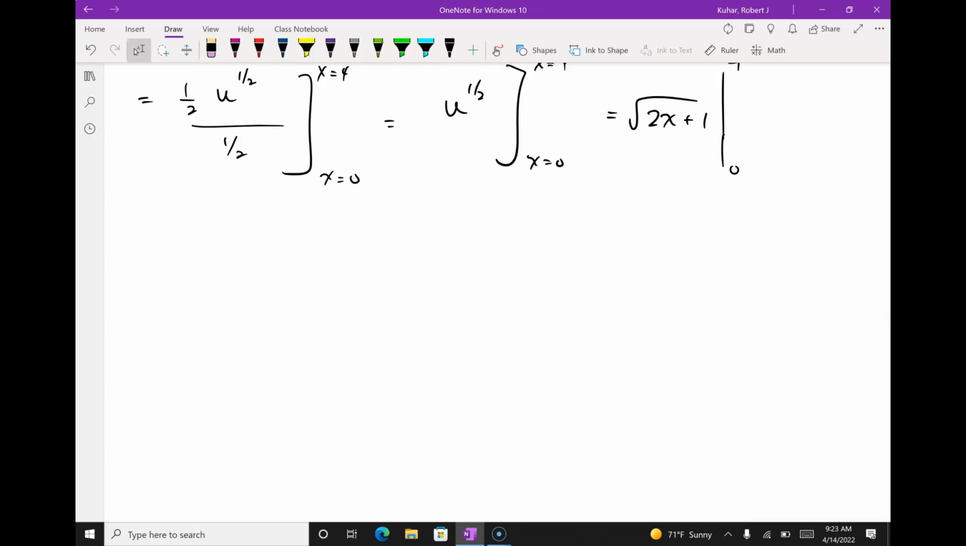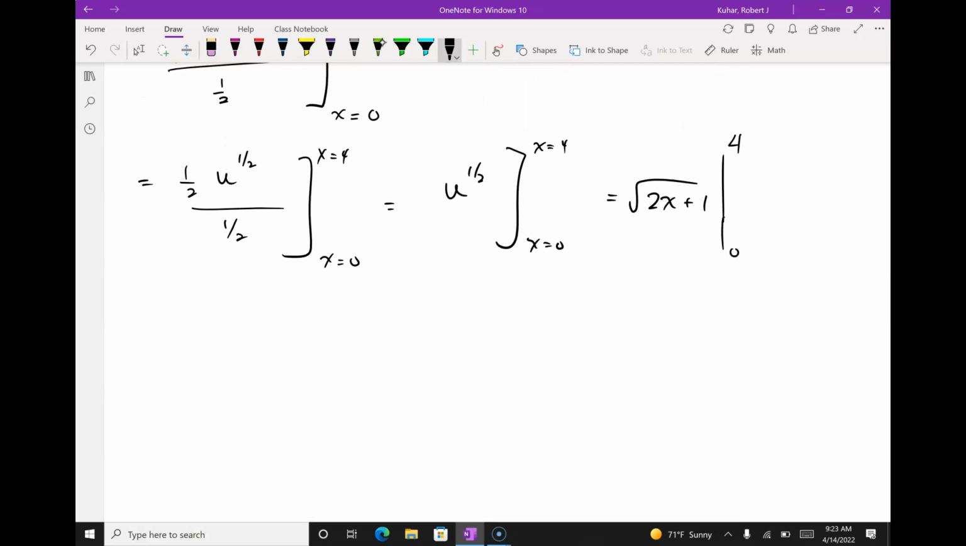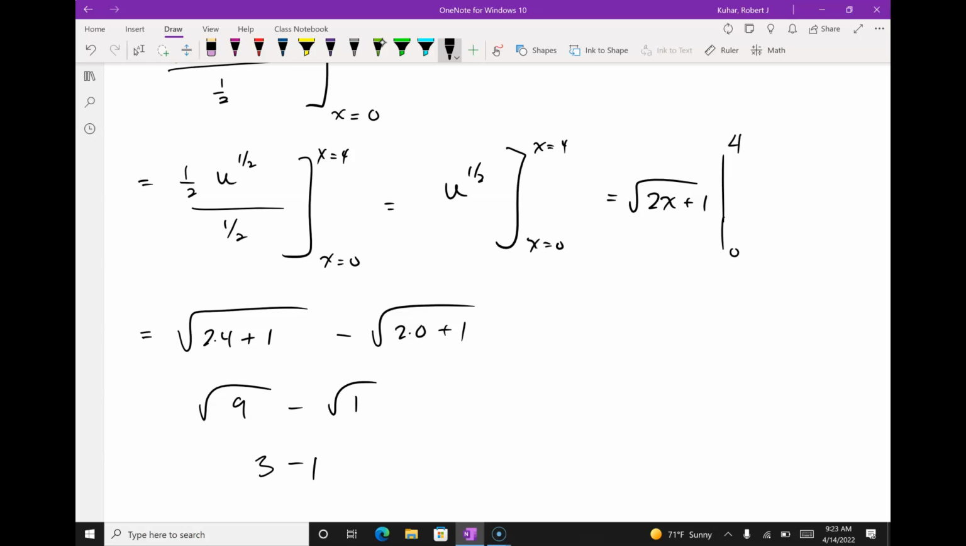Some books use that little square bracket for the evaluate. Some just use a line straight down. So evaluate at 4. What is that? 2 times 4 plus 1. And evaluate at 0. 2 times 0 plus 1. So I get square root of 9 minus square root of 1. I get 3 minus 1, and the final answer is 2.